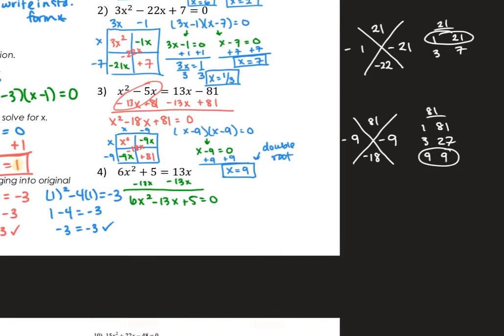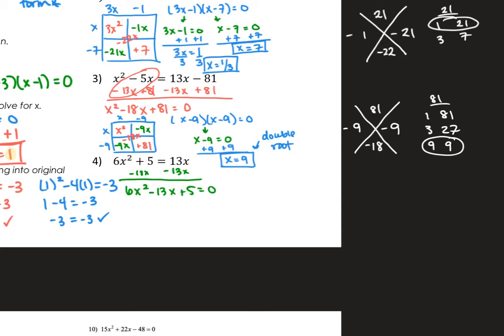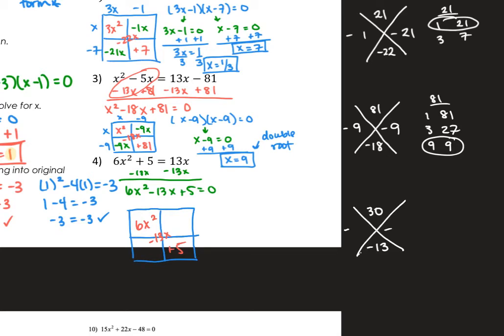So now we're going to go straight to our box. So across the diagonal, we have 6x squared, negative 13x plus 5. And we're multiplying AC, so 5 times 6 is 30. And we're adding to make negative 13. So just like all the examples, we're multiplying to make a positive number, adding to make a negative, which means both my numbers must be negative.